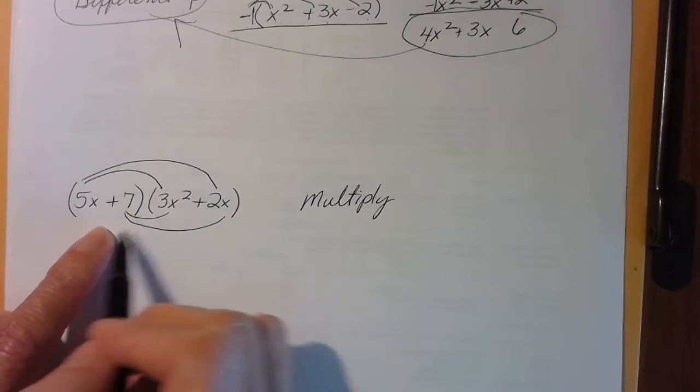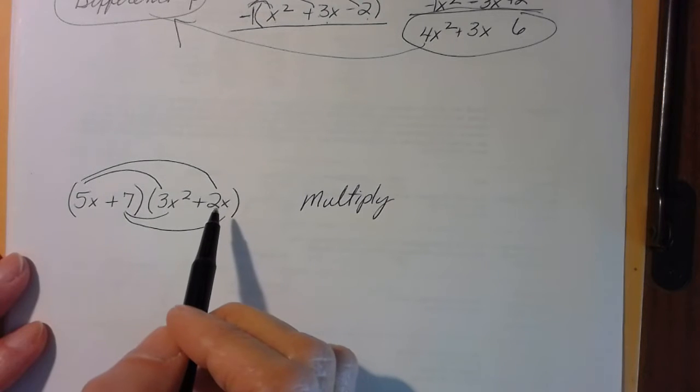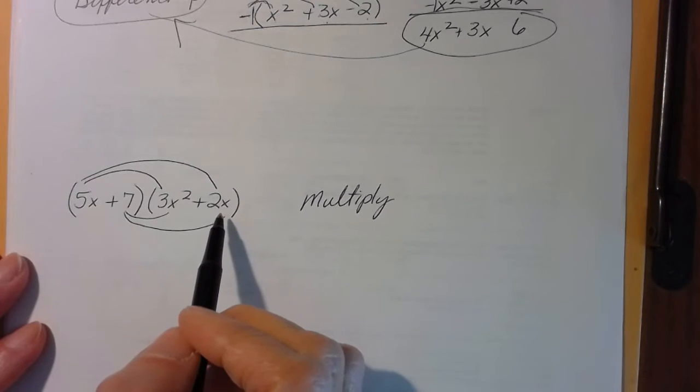So again, I call it rainbows and scoops just to make sure that you don't forget them. Some people call it FOIL, first, outer, inner, last, and I think rainbows and scoops is more fun.